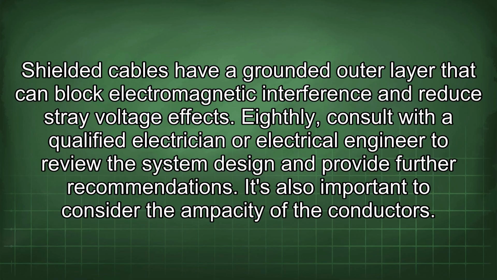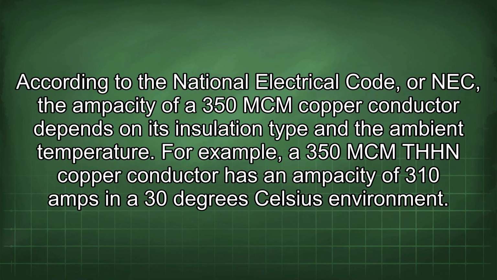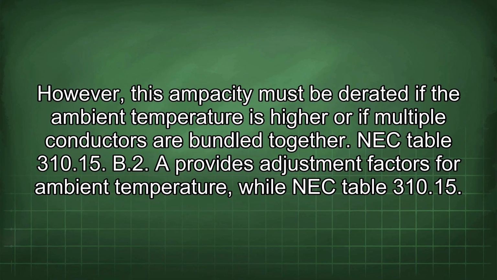It's also important to consider the ampacity of the conductors. According to the National Electrical Code, or NEC, the ampacity of a 350 MCM copper conductor depends on its insulation type and the ambient temperature. For example, a 350 MCM THHN copper conductor has an ampacity of 310 amps in a 30 degrees Celsius environment. However, this ampacity must be derated if the ambient temperature is higher or if multiple conductors are bundled together.